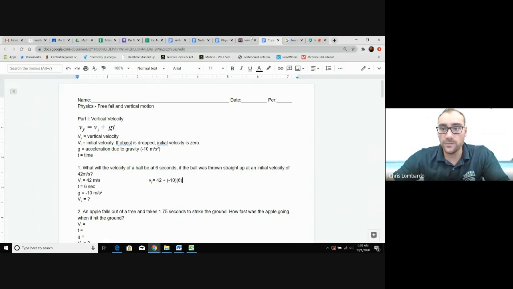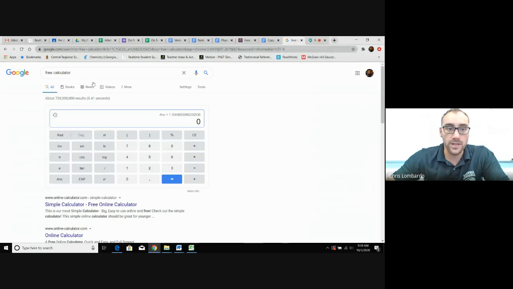All right, so get your free calculator, type in free calculator in Google, and let's just work this out. Okay, you can do 42 plus, all right, your negative 10 times 6, and you're going to get an answer here of negative 18. Negative 18 meters per second.